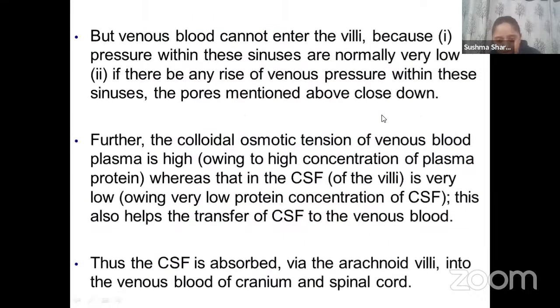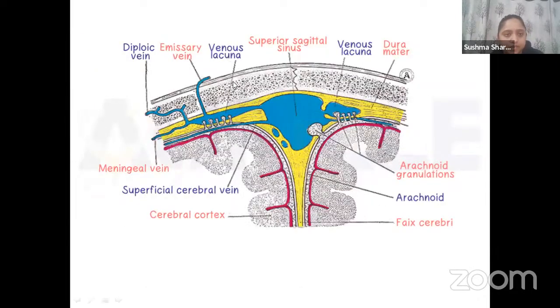And this arachnoidal villi is where exactly the CSF gets drained into, and these villi are very important whenever there is a change in the pressure of CSF. Okay, yes, this is a much enlarged picture, where you can see the arachnoidal granulations, and this is the venous blood.